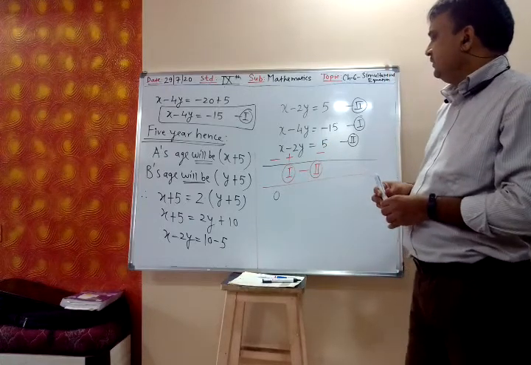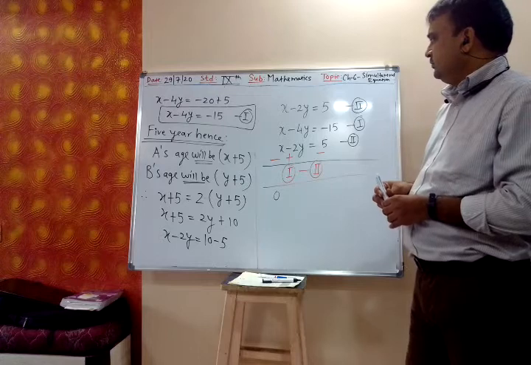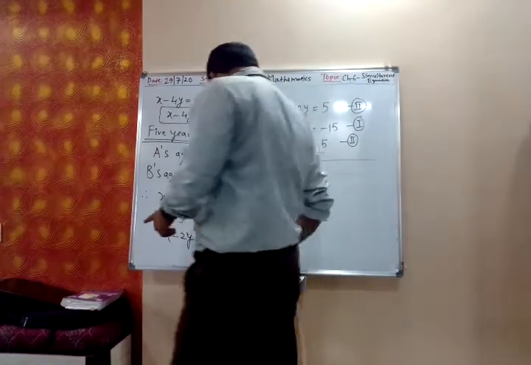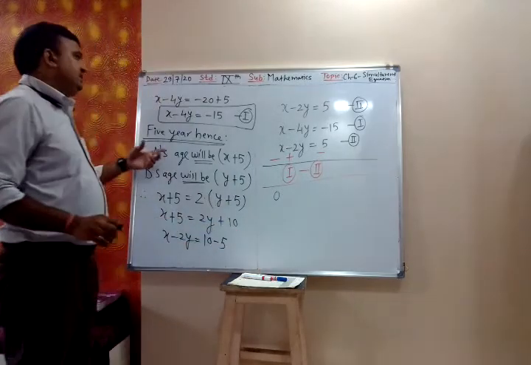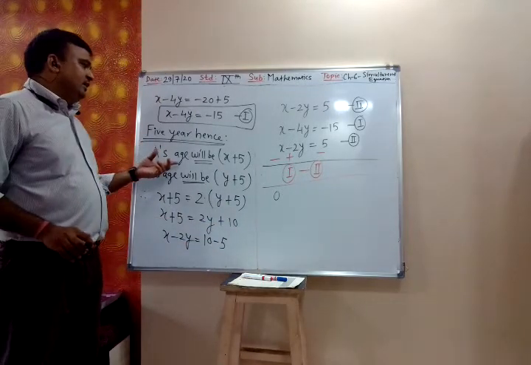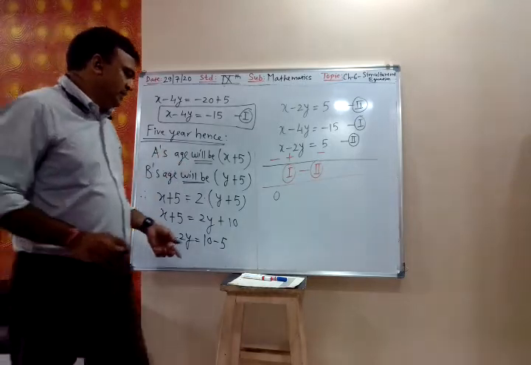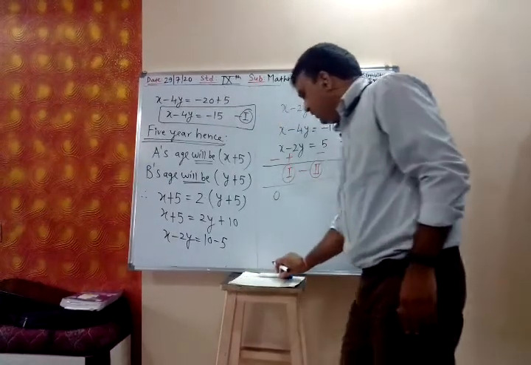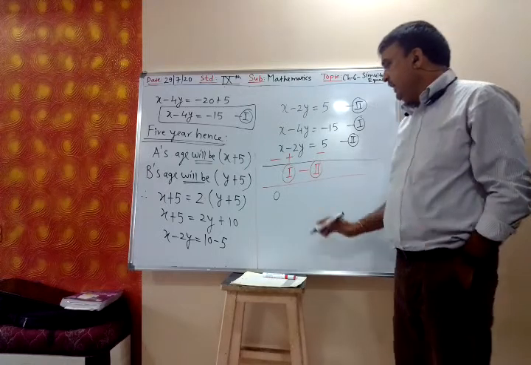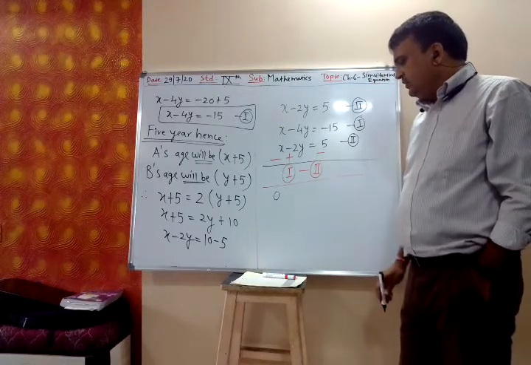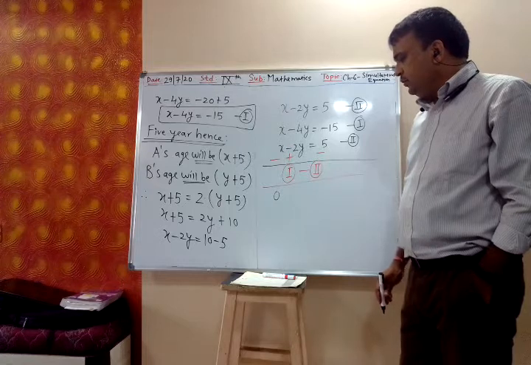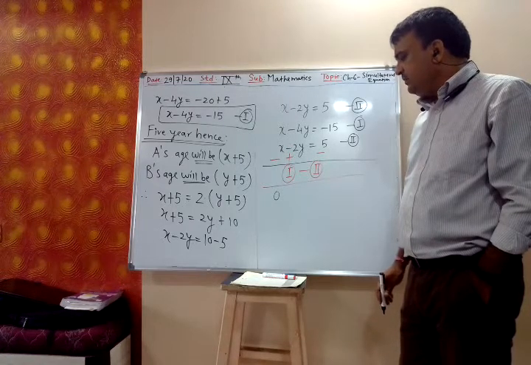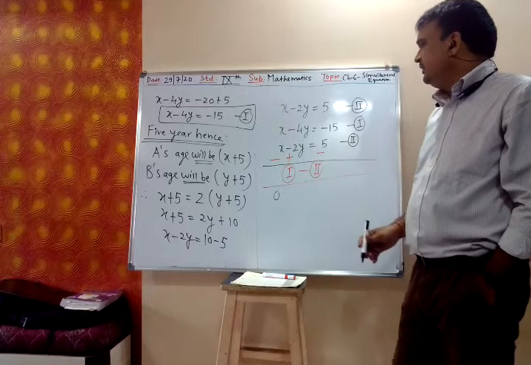Which part? First equation. What was the condition? 5 years ago, A's age. So 5 years ago means x minus 5. A's age was 4 times the age of B, y minus 5. Solve that.